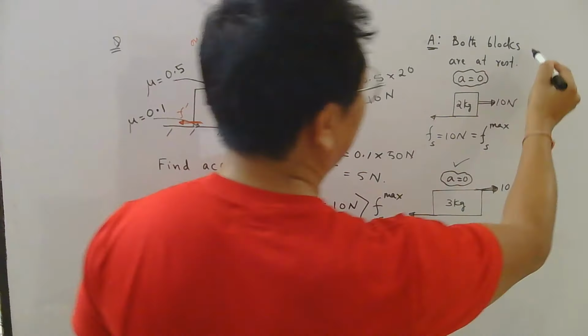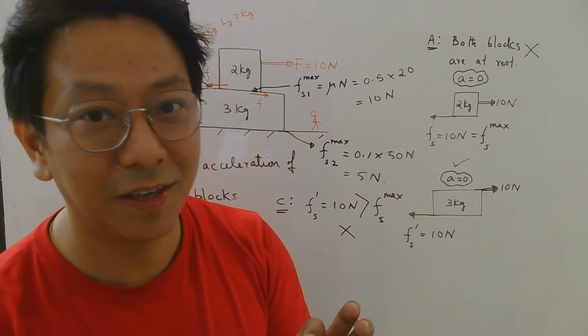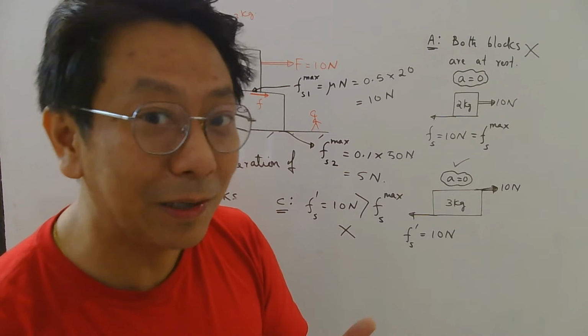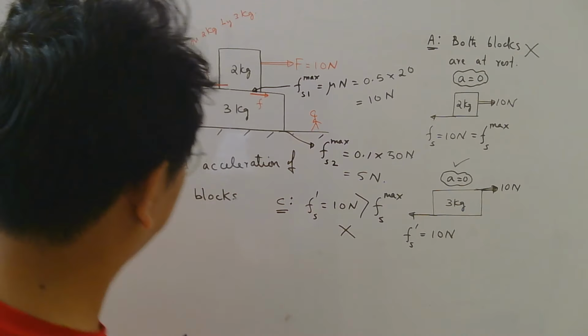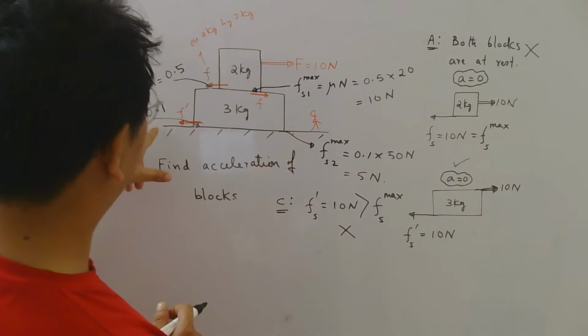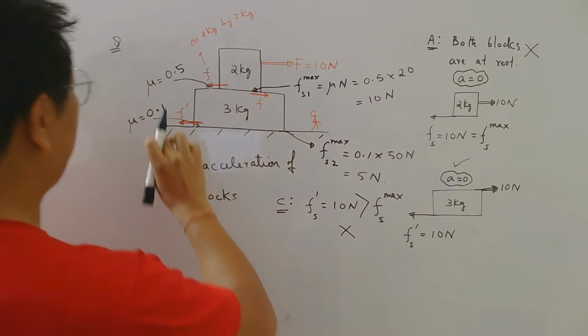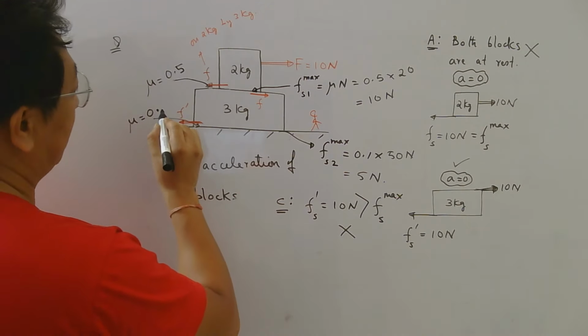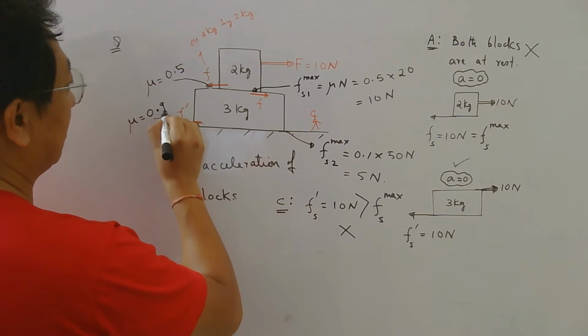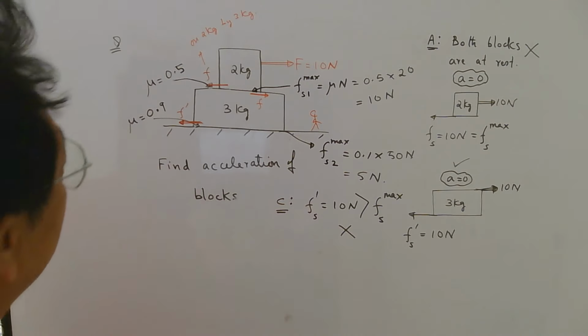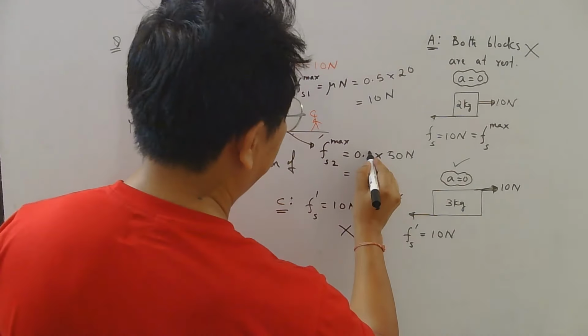So our assumption is wrong. So acceleration cannot be 0. When could it have been 0? If I had made the friction coefficient here quite high. So if I made it, let's say, how much? 0.9. Would there be any chance? Let me check.